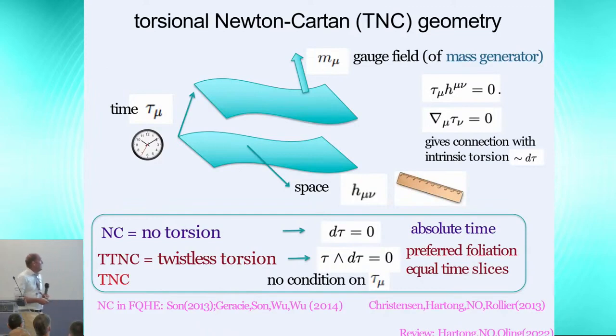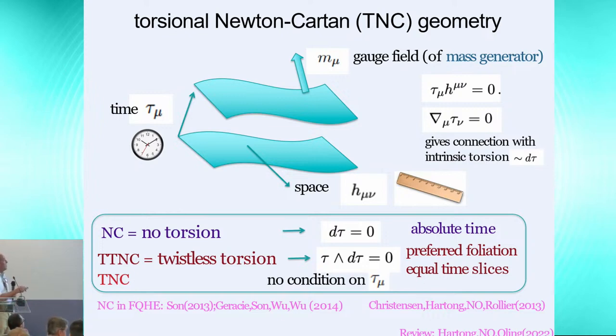And here's a picture. There's a time-like Vielbein, there's a spatial metric. Time is orthogonal to space, so h is rank d minus 1 in d dimensions. And there's a gauge field living at every point. Now, if you study the connection more carefully, you actually find that your connection has an intrinsic torsion that's proportional to d tau.